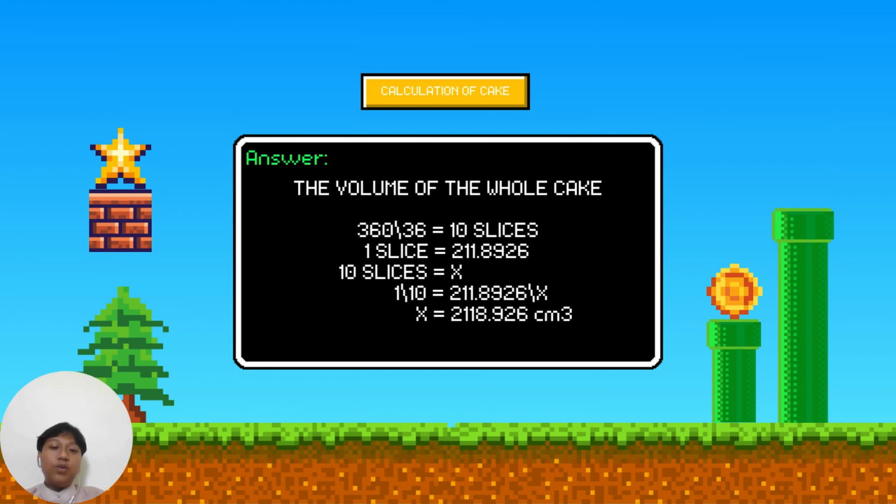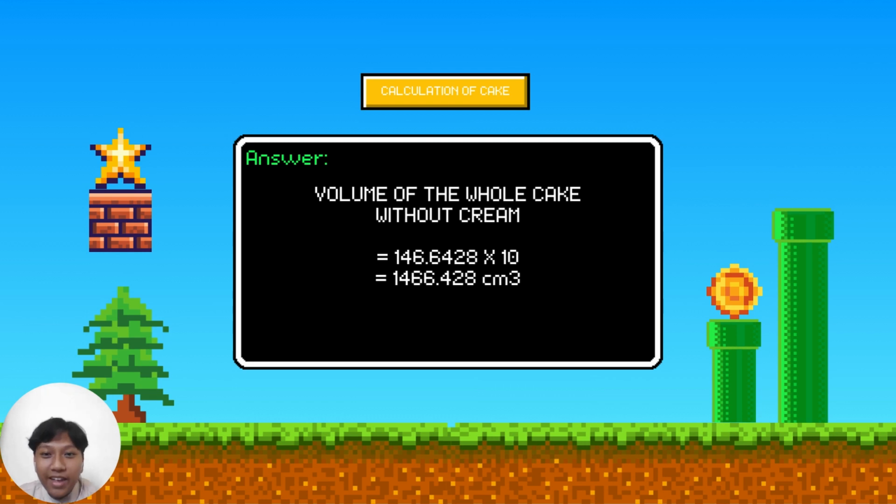10 slices equal x. I assume that because we want to calculate the 10 slices. So 1 over 10 equals 211.8926 over x. So x equals 2118.926 centimeter cube.